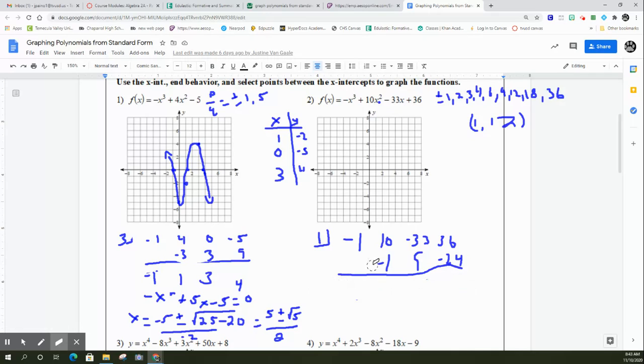Erase. All right, let's try -1. That's super high. Okay, so that's 58. Try +2.